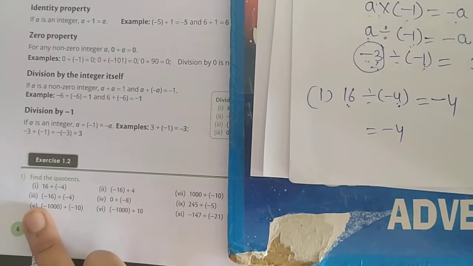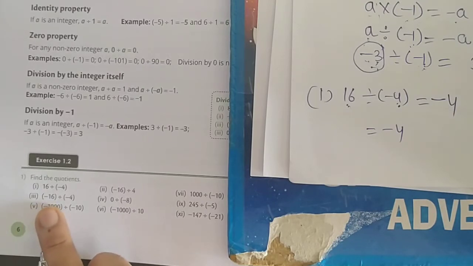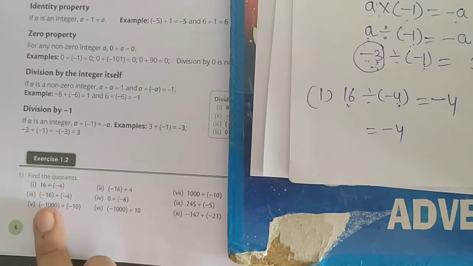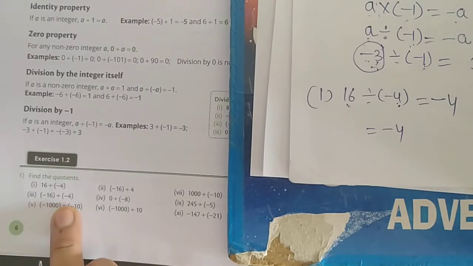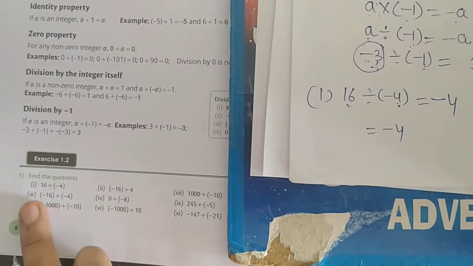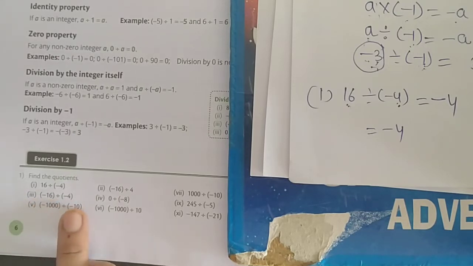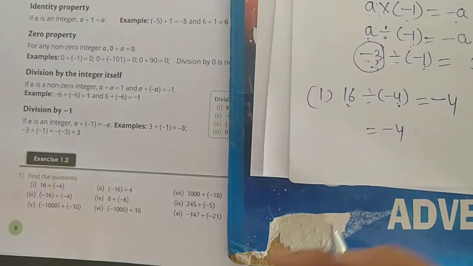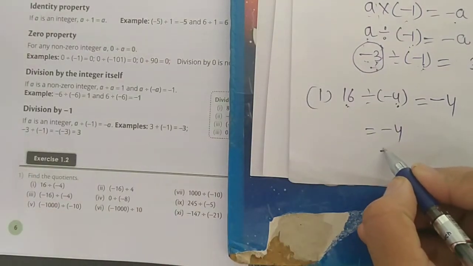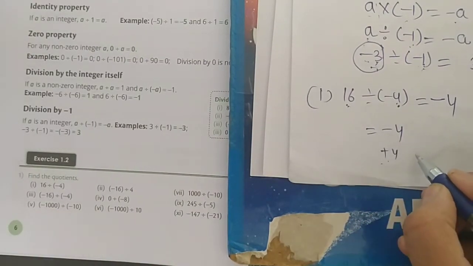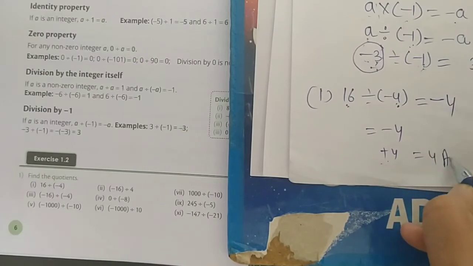Then part 3, minus 16 divided by -4. Division is very easy. You only have to divide 16 by 4, but take care of the sign. It is of the same sign, minus minus, so the answer will be positive. So the third answer is plus 4. No need to write plus here, you can directly write 4 as the answer.